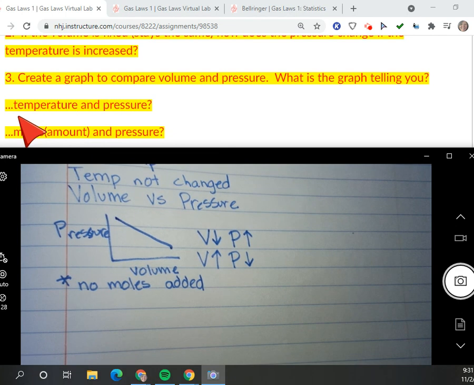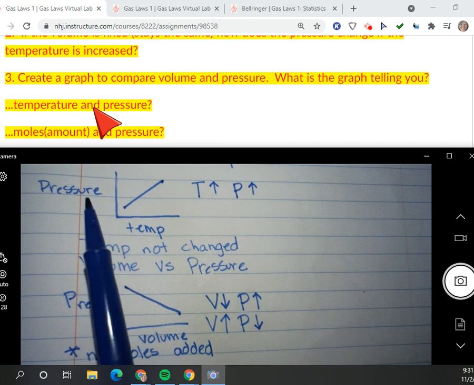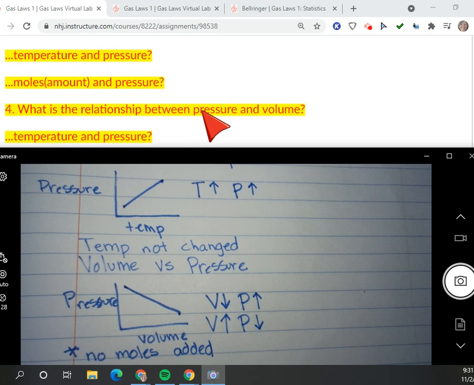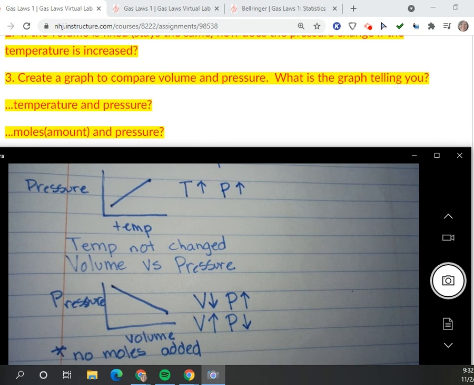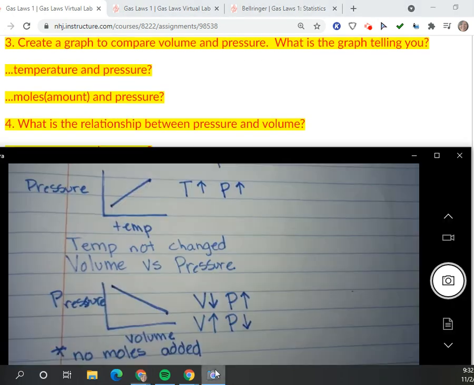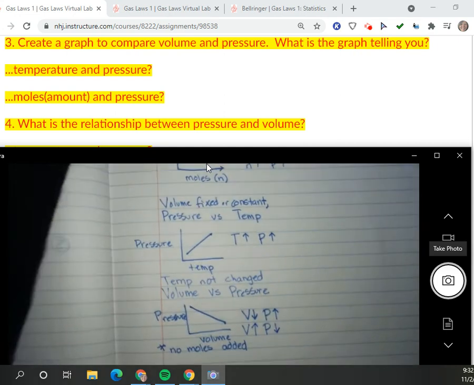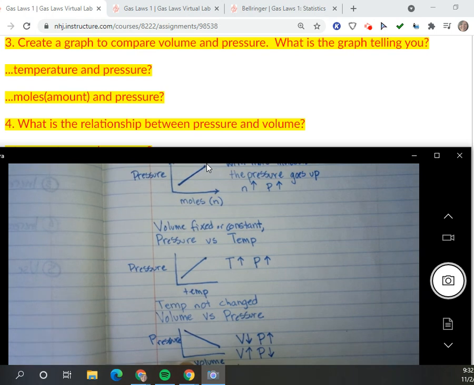All right, so you could go ahead and answer in temperature and pressure. We already have a graph for that. We already have a graph for moles and pressure. See if I can get them all on there. And so you have all three of those that you could go ahead and answer number 3.